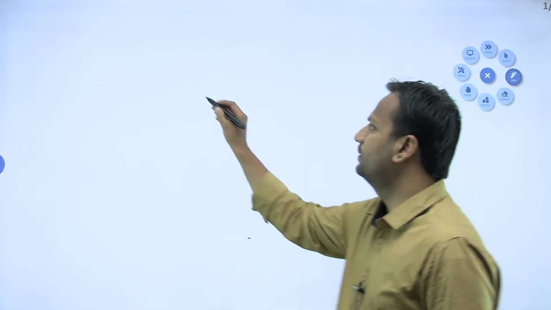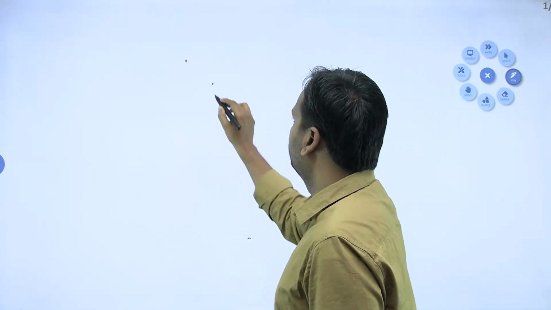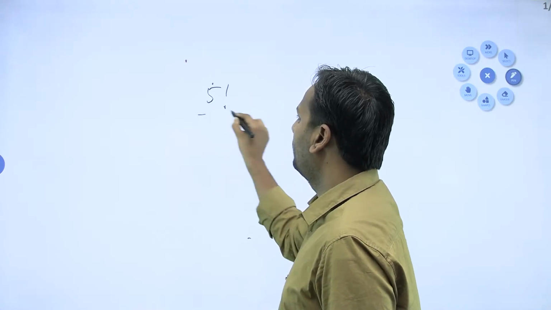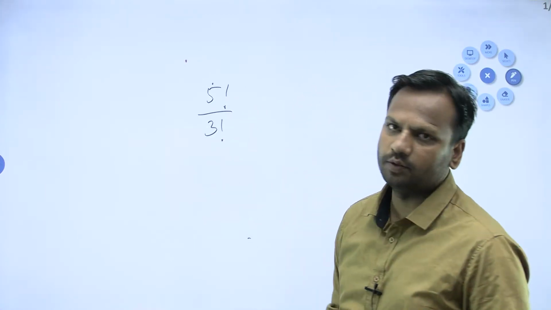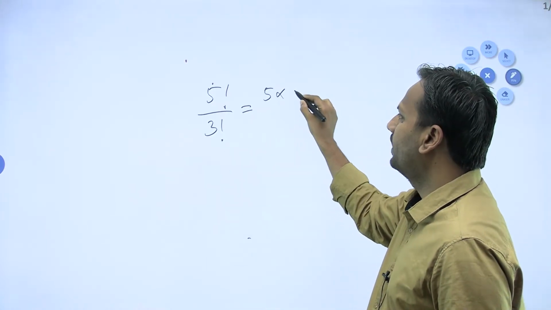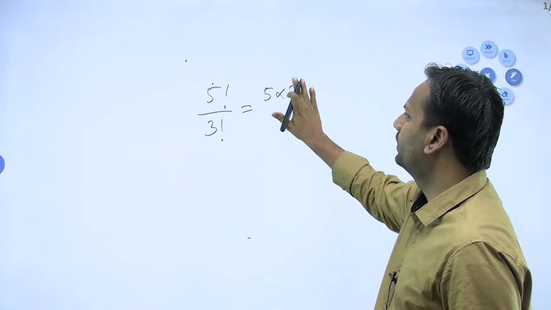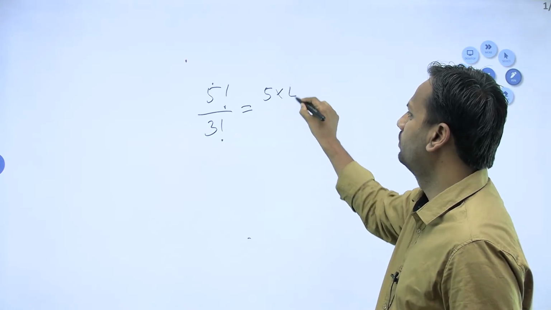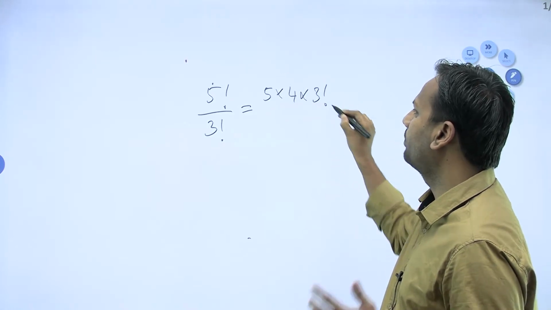Okay, no problem, students. Let me write here. So 5 factorial, we arrive at a situation like this: 5 factorial divided by 3 factorial. So I can write 5 factorial as what here? 5 into 4 into 3 factorial. I'll be stopping here.